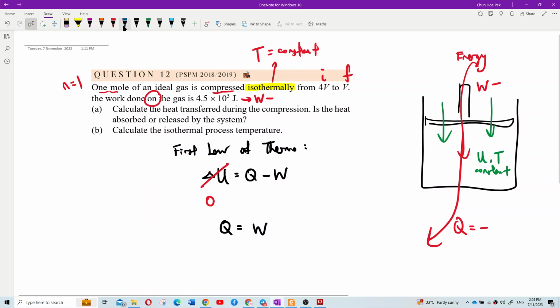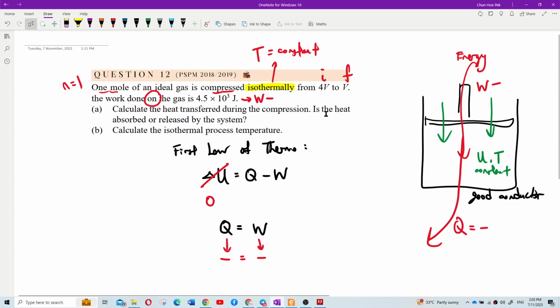See that? If compression, work done is negative, right? So Q will also be negative. See that? Heat must be lost. Energy enters through compression and then energy is lost as heat. This must be a good conductor. This must be a good conductor. Made of metal or what?